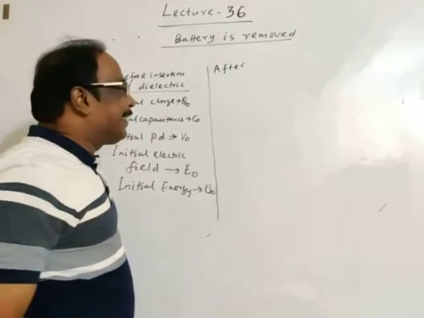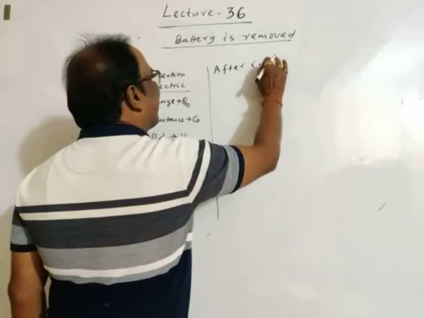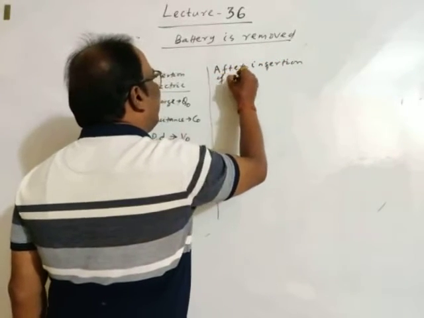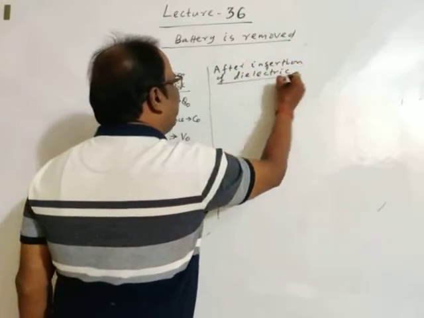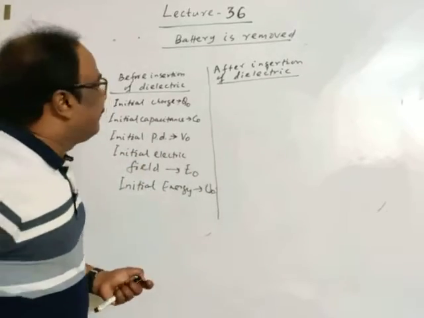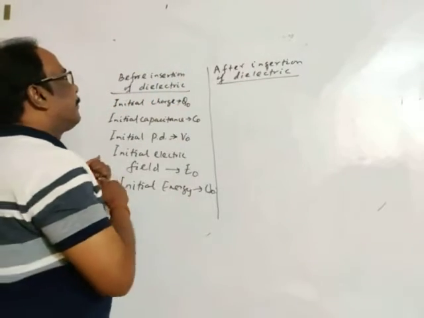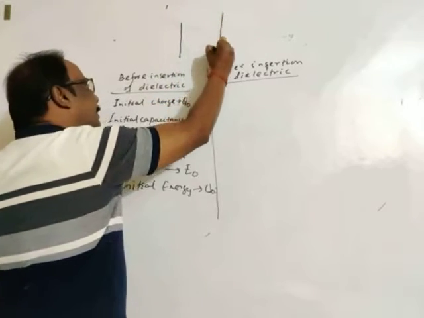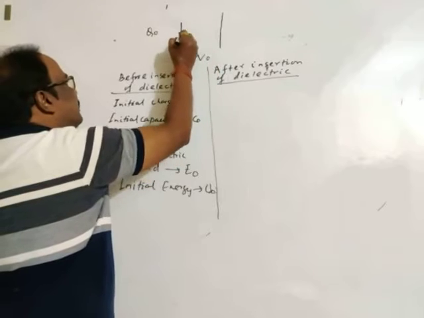I will show you again the diagram after insertion of dielectric. I am showing it here for clarification. See, this is a parallel plate capacitor. Initial conditions are charge is Q0, potential difference is V naught.